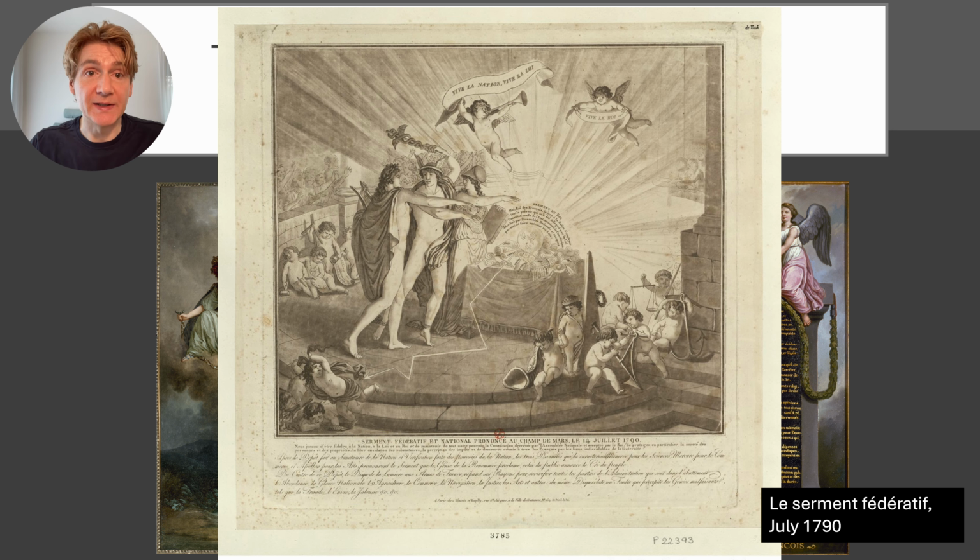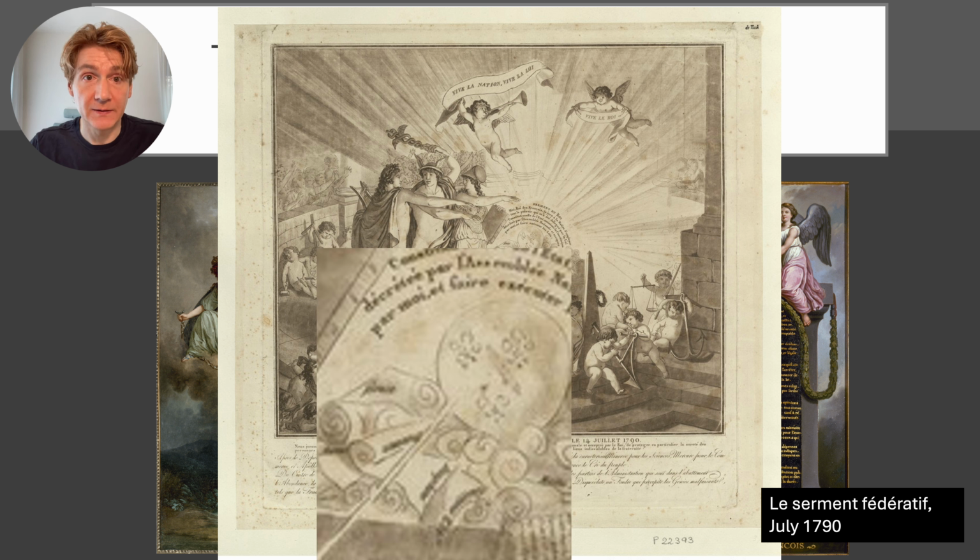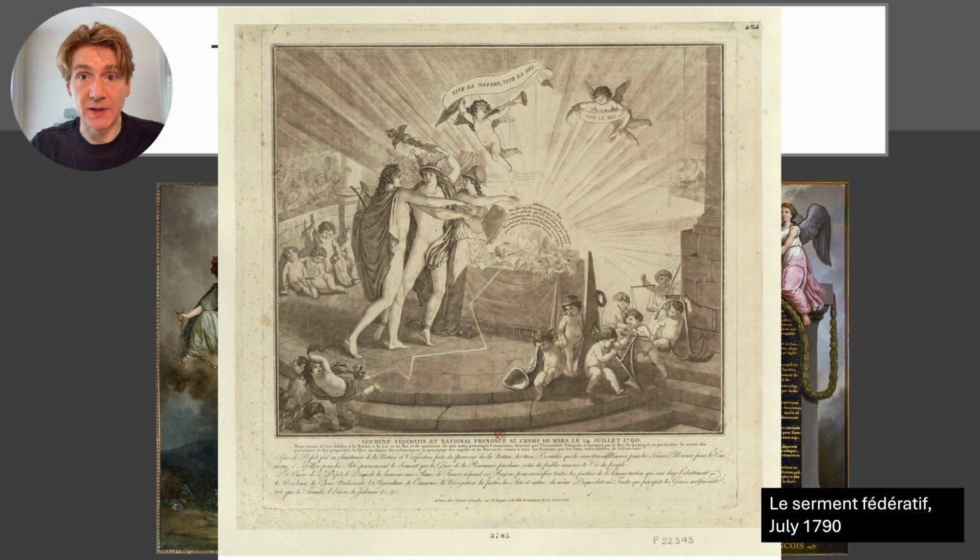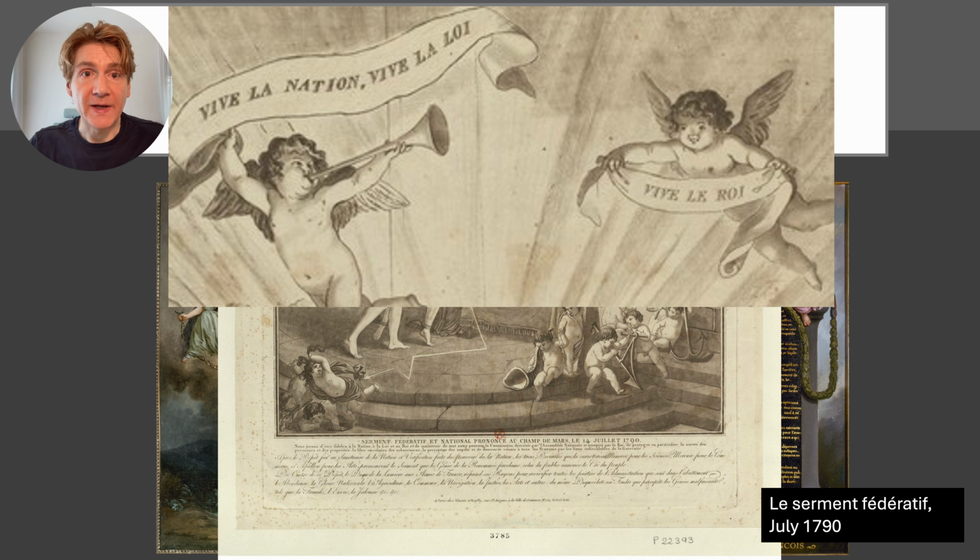He is simply represented as a fleur-de-lis, surrounded by the text of his oath, while allegories of Minerva for sciences, Mercury for trade, and Apollo for the arts are also shown swearing an oath. Above, Fame holds a banner with Vive la Nation and Vive la Loi, while another angel holds one with Vive le Roi, thus making a separation between the two groups in a paradoxical vision of federation.